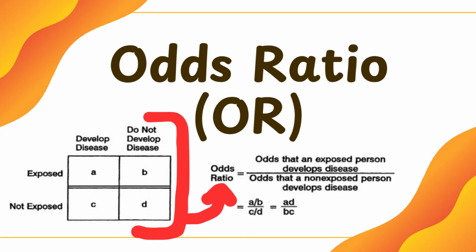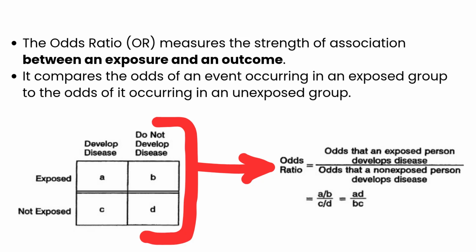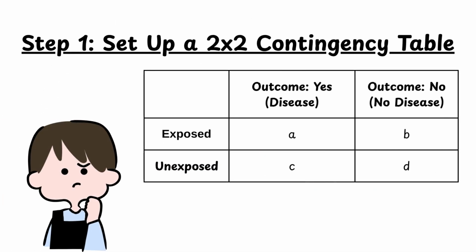Odds ratio in research. The odds ratio measures the strength of association between an exposure and an outcome. It compares the odds of an event occurring in an exposed group to the odds of it occurring in an unexposed group. Step 1. Set up a 2 by 2 contingency table.